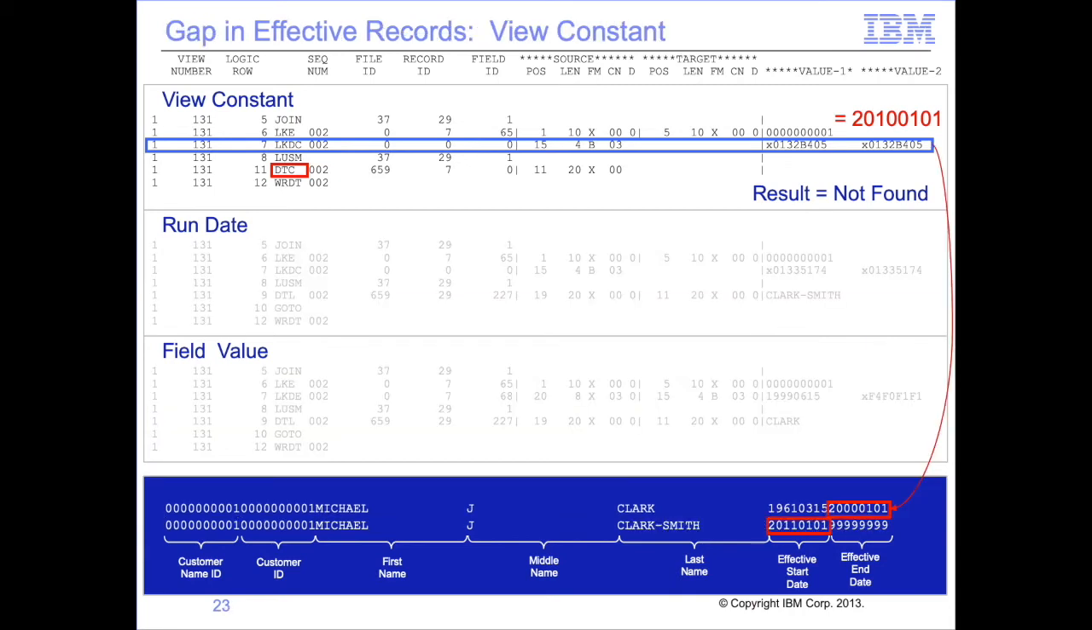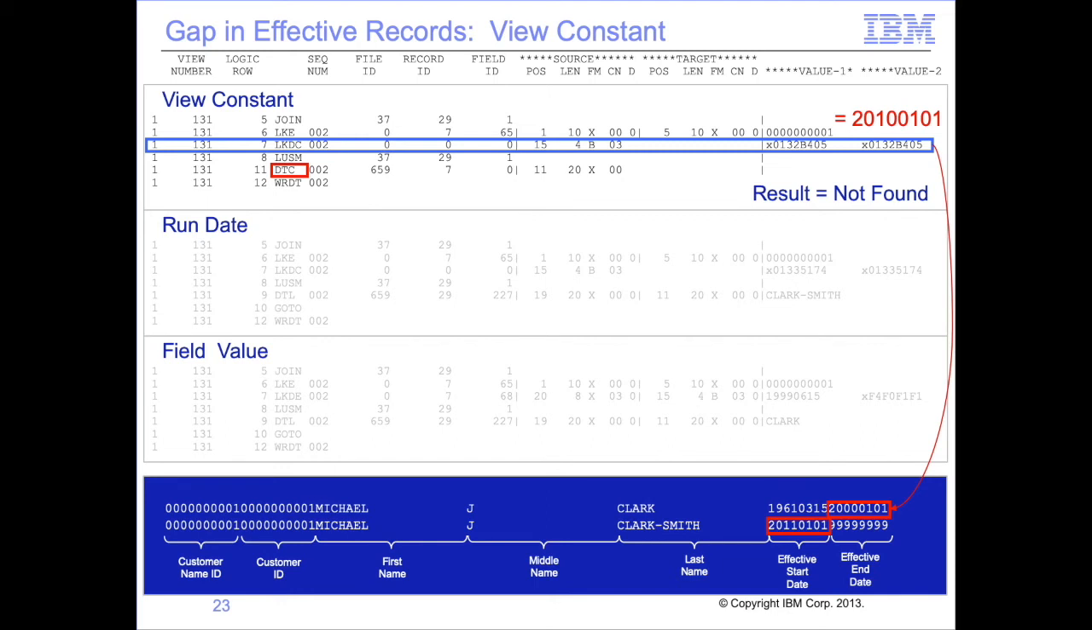In this example, we've added another reference file record for customer 1, reflecting a name change to Clark-Smith. However, there is a gap between the two records. One still ends in 2000, but the new one doesn't start until 2011. The view still requires an as-of date of 2010-01-01. There's no change to the view constant process.